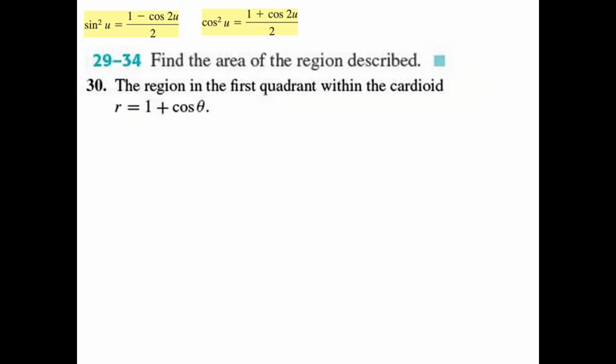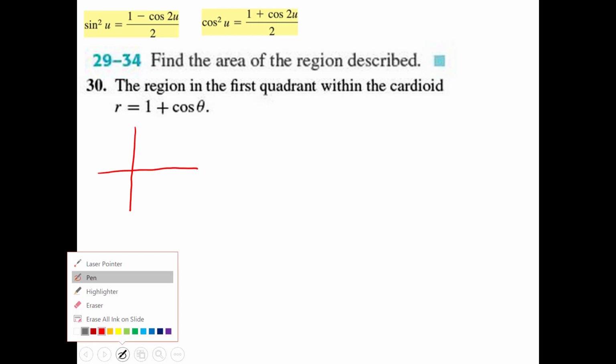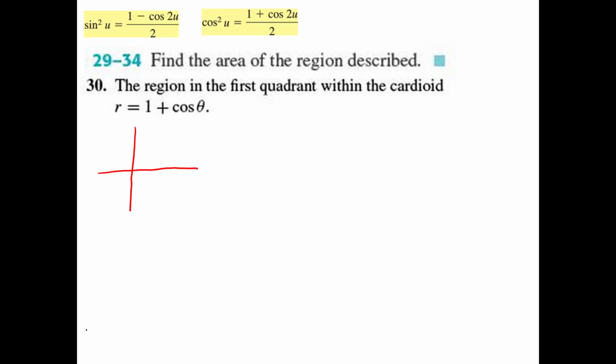Okay, so find the area of the region described: the region in the first quadrant within the cardioid r equals 1 plus the cosine of theta. Again, this begins with a graph. We only want to be in the first quadrant. I'm not going to make a table, but you should make a table if you're not comfortable with this.